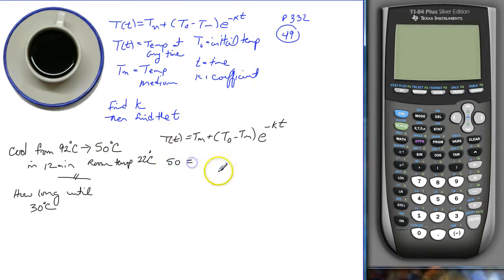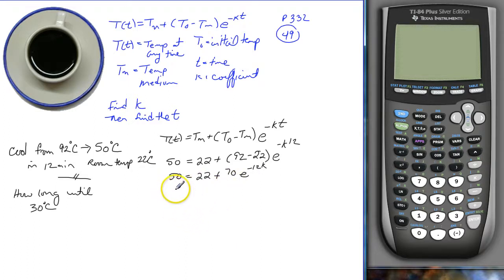So it's 50. Temperature of the medium is 22, plus 92 is the initial, minus the 22, e to the negative k, because I don't know what it is yet, but I did know it took 12 minutes till it got to this temperature. What we're going to do now is clean this up, and it's an exponential because the variable's up the stairs, and we're going to solve it. So 50 equals 22 plus 70 e to the negative 12k. And we're going to solve this thing.